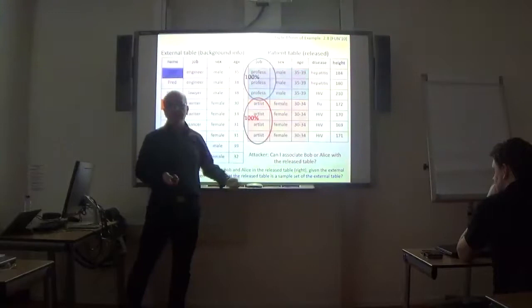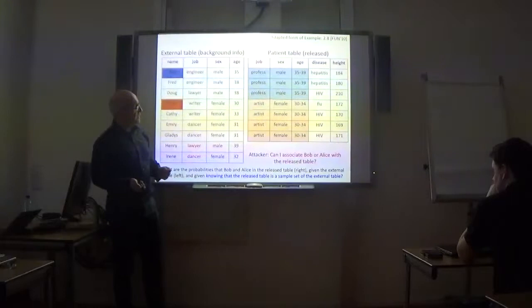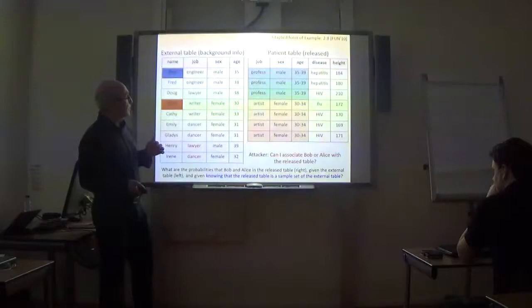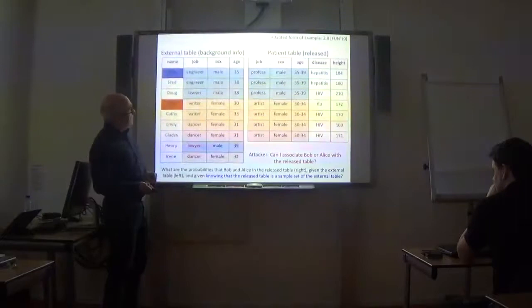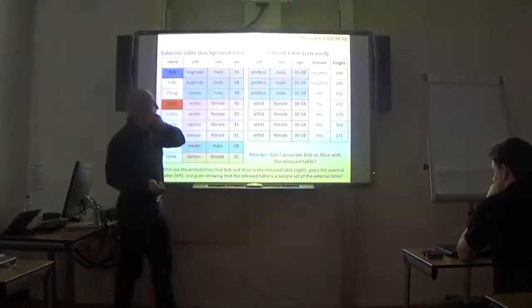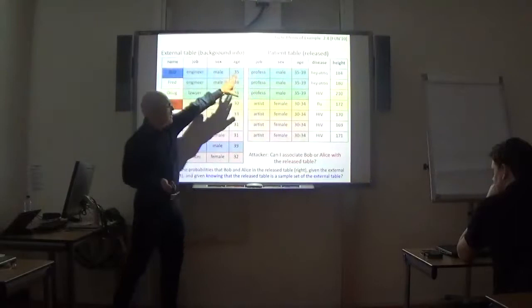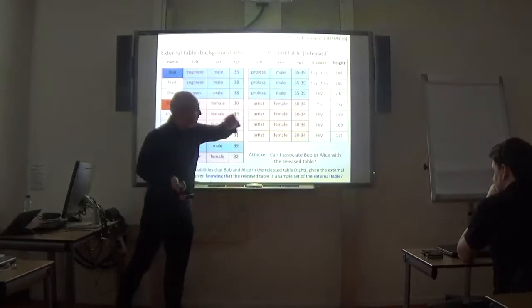The last one is a little bit different. This is called probabilistic linkage. I changed the roles here to lawyer and dancer. The problem has changed a little bit, because there are three people, professional, male, 35 to 39, here, and there are four people like that there. Here you have three people, and there you have four people. And here you have four people, artist, female, 30 to 34, and there we have five such people.